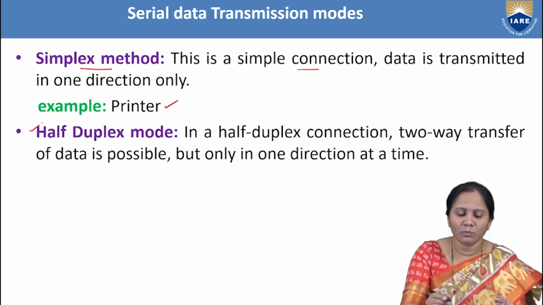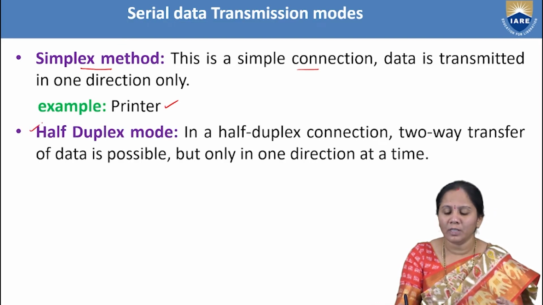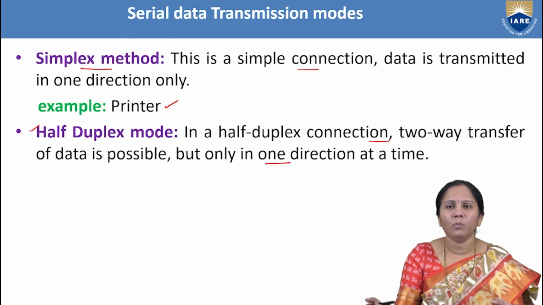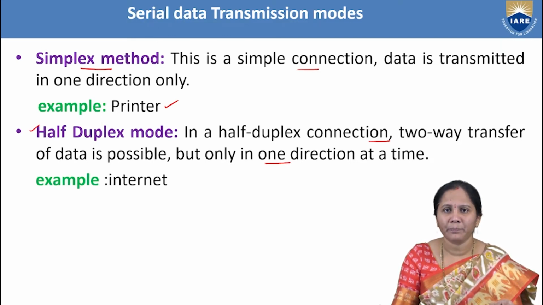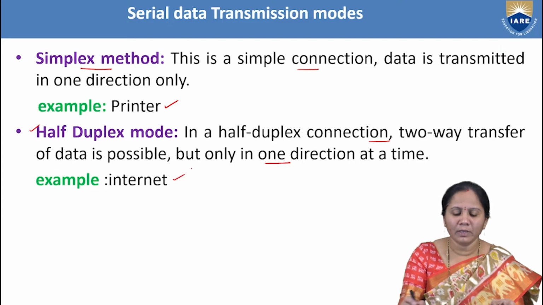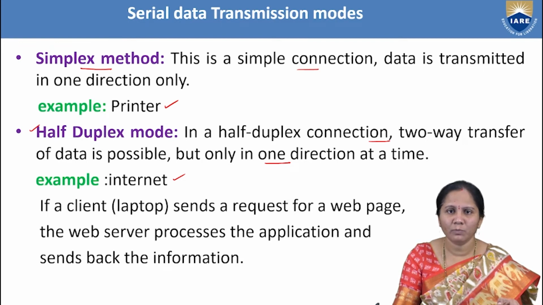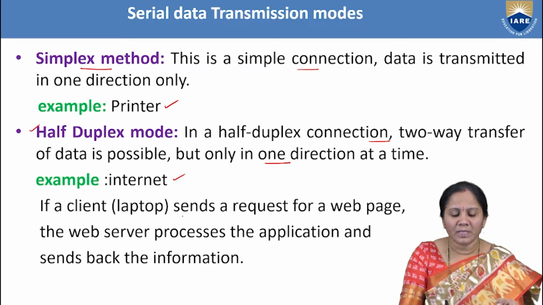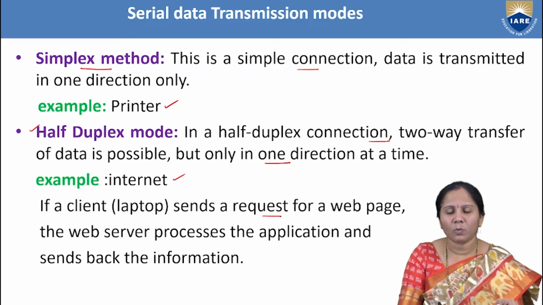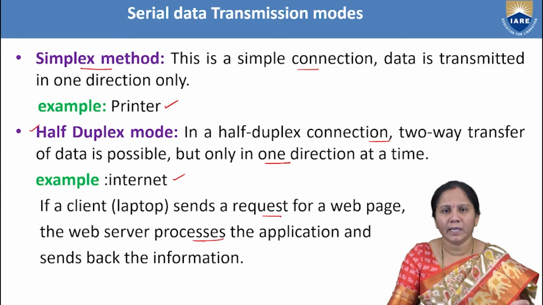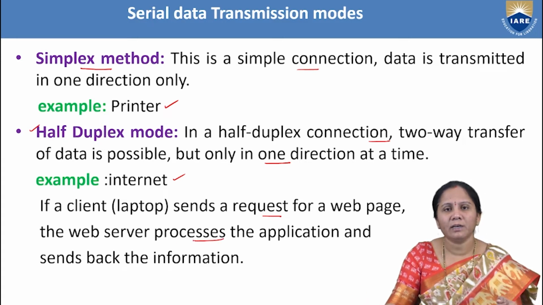And another transmission mode is half duplex mode. In the half duplex mode, it is called two-way communication, but only in one direction at a time. For example, the internet connection can be considered a half duplex transmission mode. How? If a client sends a request for a web page, the web server processes that request and sends back the information.